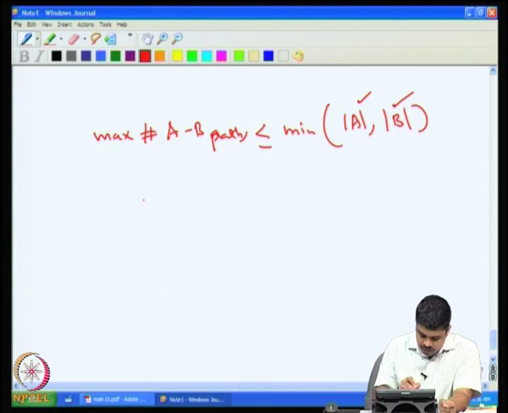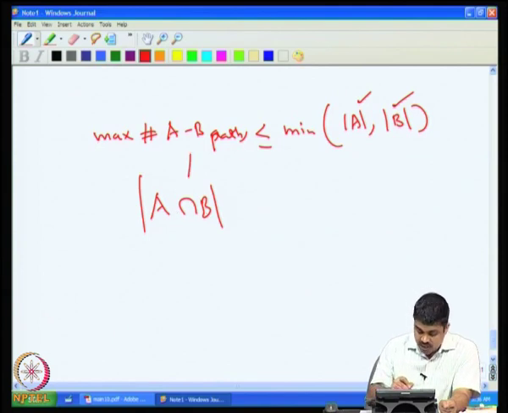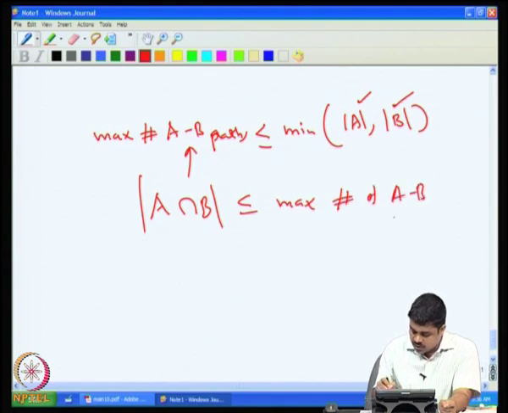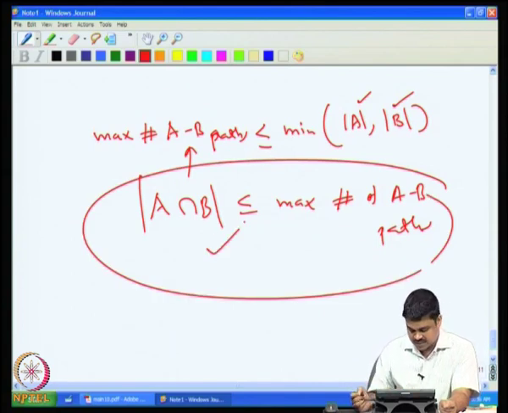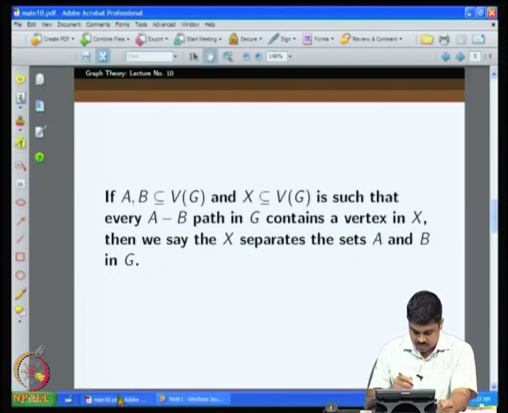Similarly, if you consider the quantity A intersection B, each vertex in A intersection B will define an AB path. Therefore, the maximum number of AB paths has to be at least as much as this. So these are some trivial lower and upper bounds for the number of AB paths. We will come back to the number of AB paths a little later. We will first look at another concept.